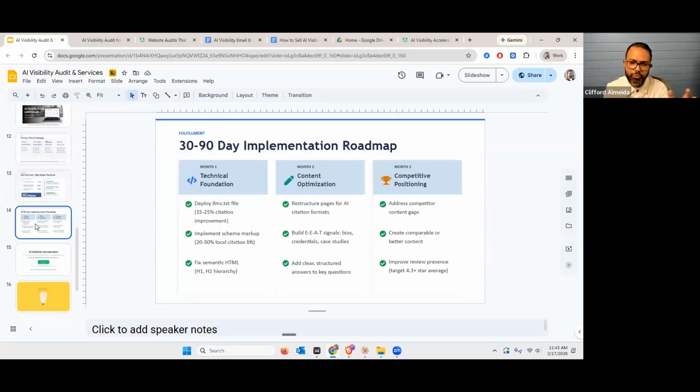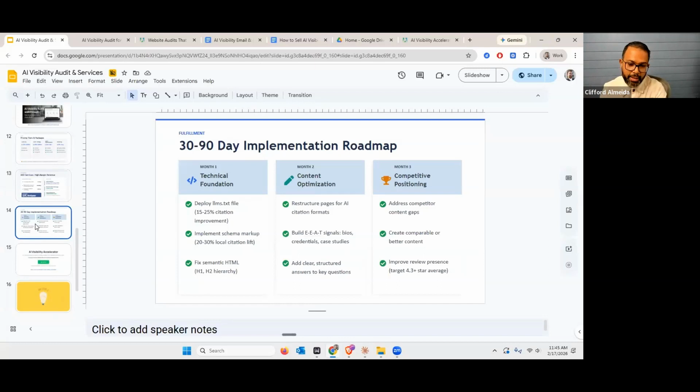So one of the things that we will be talking about in the Accelerator, and that you'll see some information on in the audit report, is just the idea that you need to solve the technical stuff. This could vary depending on how large your business is. In our agency, we're a group of 10 people, so we can move faster than maybe someone who's a solopreneur or has one or two people on their team. But the reality is, over 30 to 90 days, you want to implement some sort of roadmap.